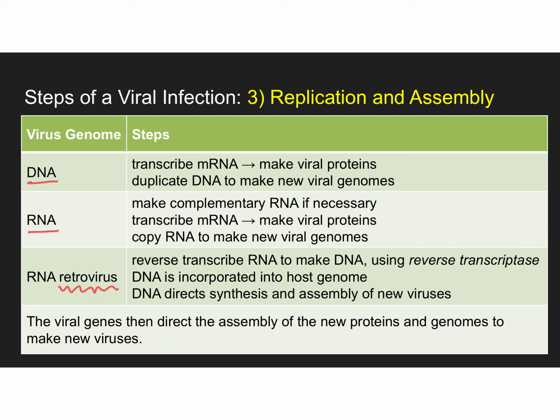Now, regardless of what the viral genome is, the ultimate goal is that the virus needs to make new proteins. Remember, those proteins are needed for things like the capsid and maybe the spike proteins. Could also be enzymes, etc., etc. And it also needs to make copies of its genome. So it has to make more DNA or RNA. Essentially, it has to remake all the components of itself in order to make new baby viruses.